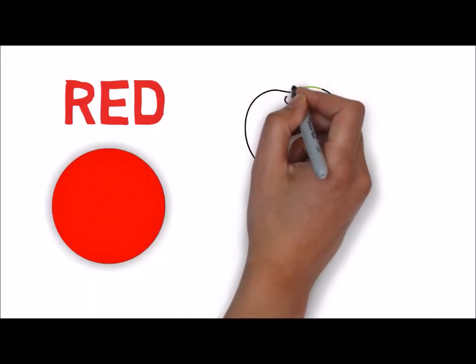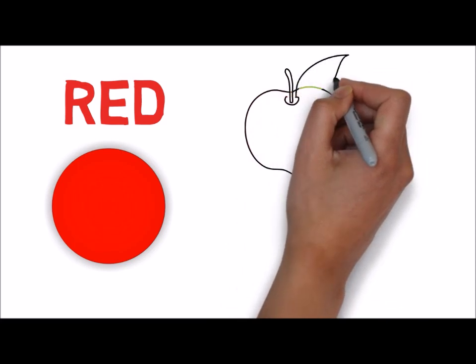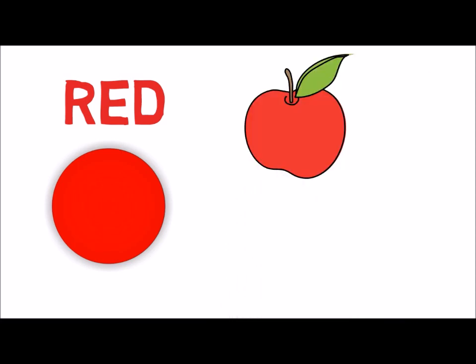Red. Red color. A red color ball. You will see red color in apple. You will also see red color in the flower hibiscus.